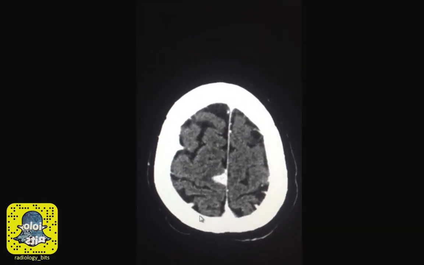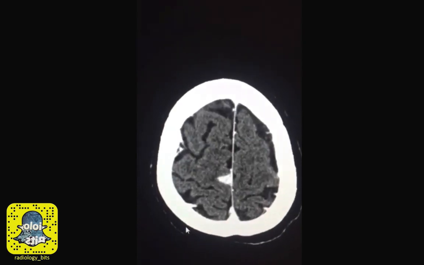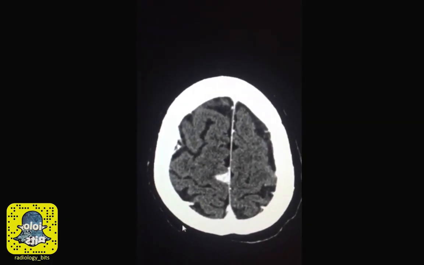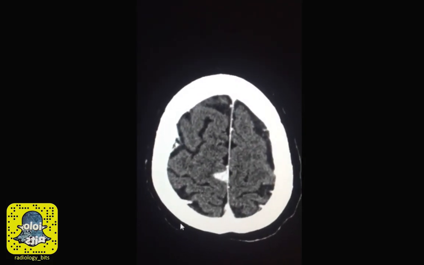And we also learned that metastatic lesions could be missed on a CT without contrast. So if you're suspecting small metastatic deposits, you'd better do an MRI with contrast or at least a CT with contrast.